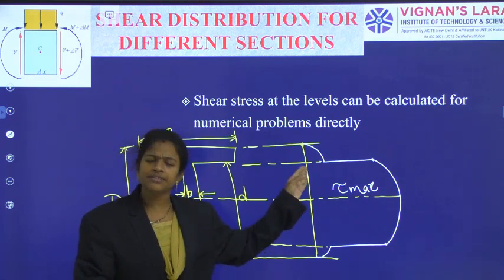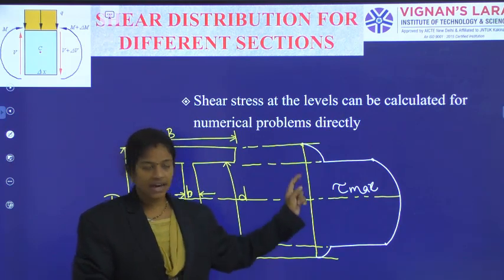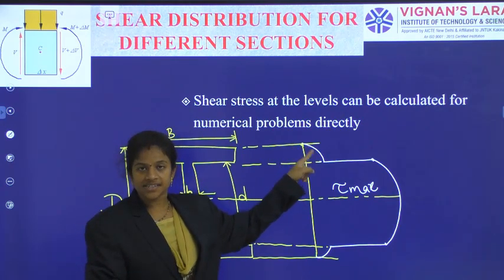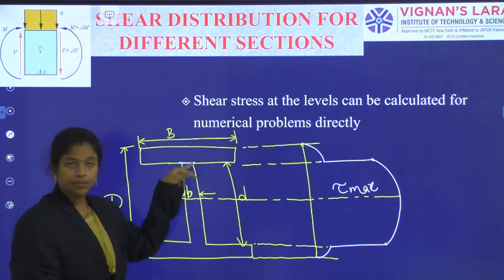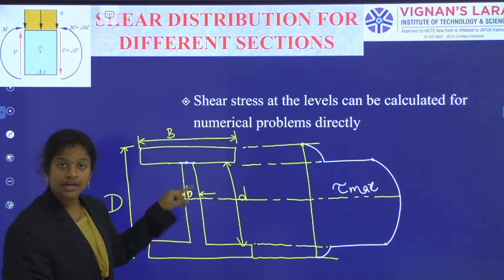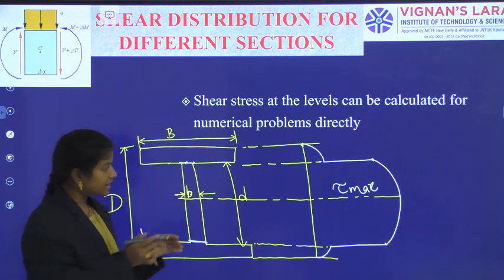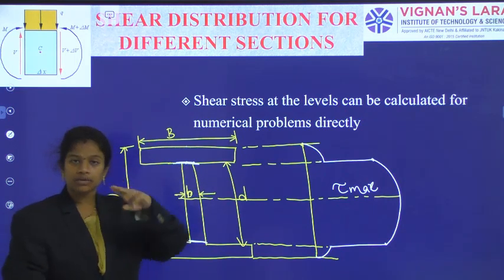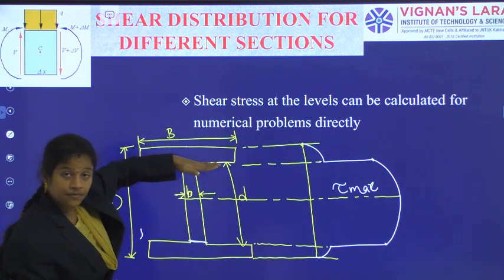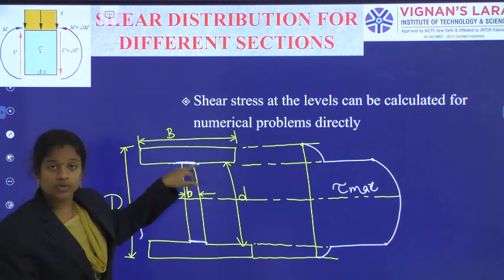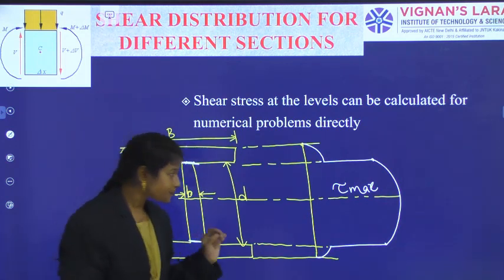When we go into the numerical, it will be very easy for you. The only thing is, we will generate the equation at the top of the flange, at the bottom of the flange. Again, at the top of the web, at the neutral axis in the web, at the bottom of the web. Again, at the same position I will take two values at the same level: below the flange, and above the top of the web. At the same level only, we will calculate the shear stress.